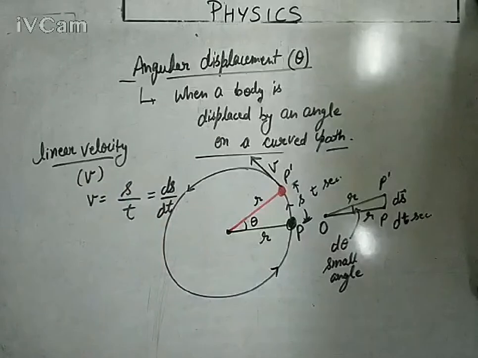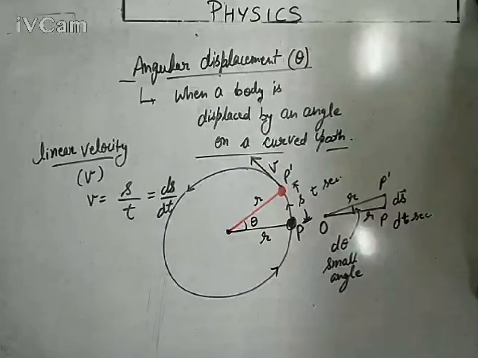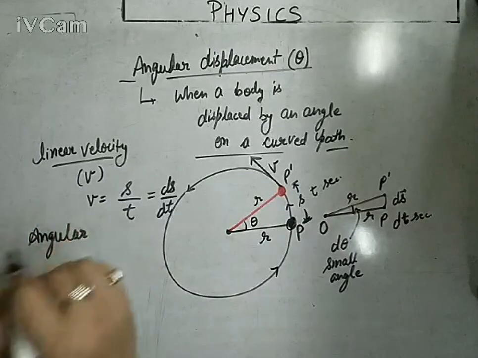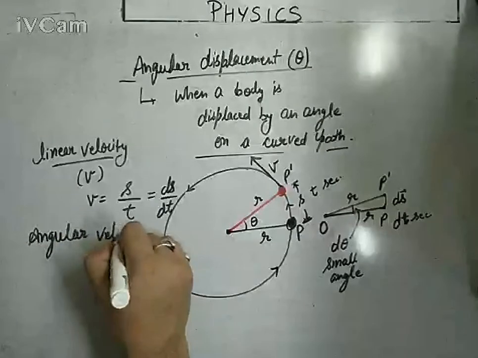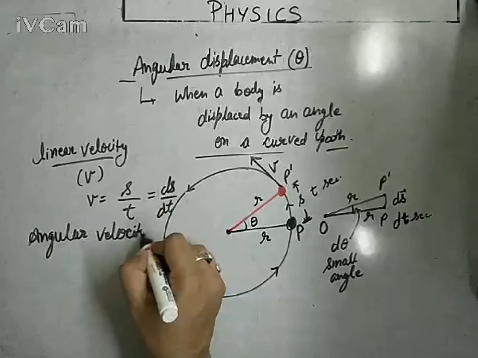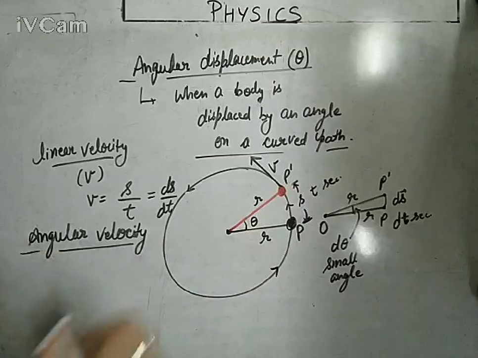Now here comes the question. In the same way as linear velocity, there must be an angular velocity for angular displacement, meaning angular displacement with respect to time, like linear displacement with respect to time. So yes, there will be an angular velocity also. It is a new physical quantity for you. Linear velocity is the rate of change in linear position. Angular velocity is the rate of change in angle or angular position.